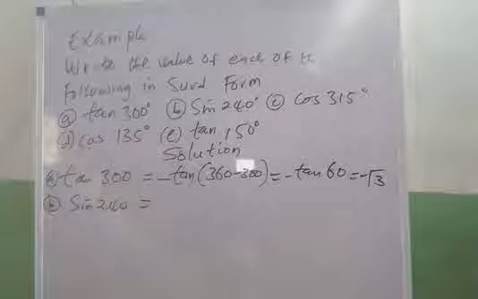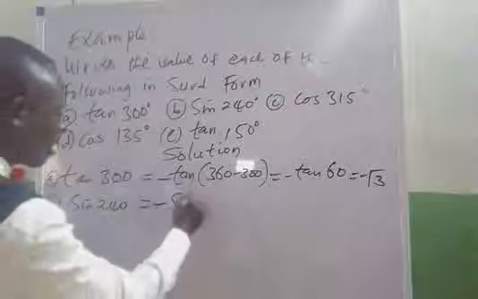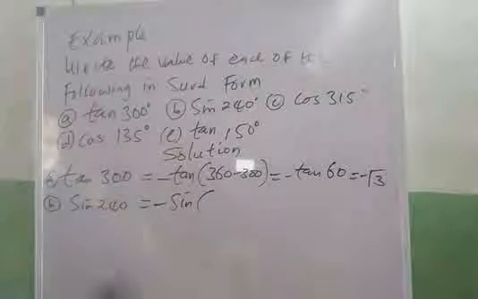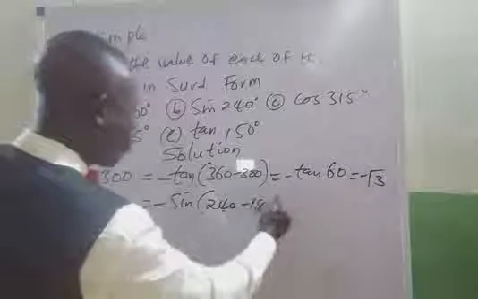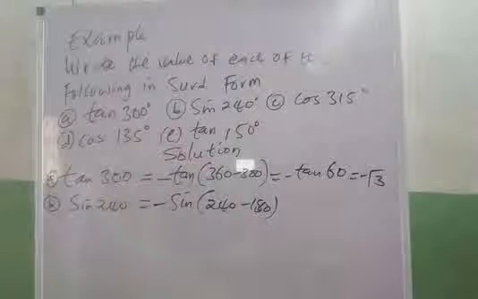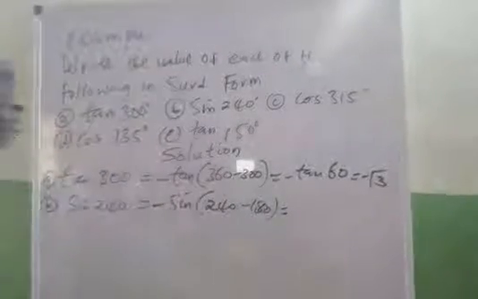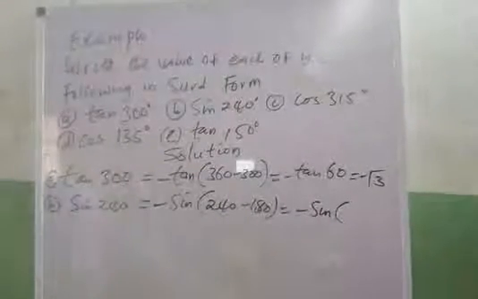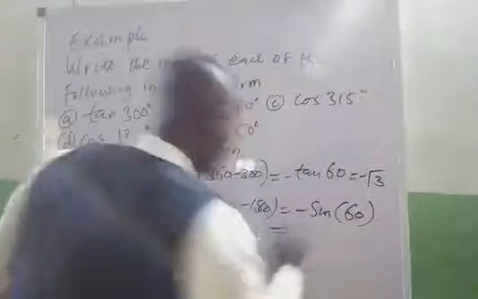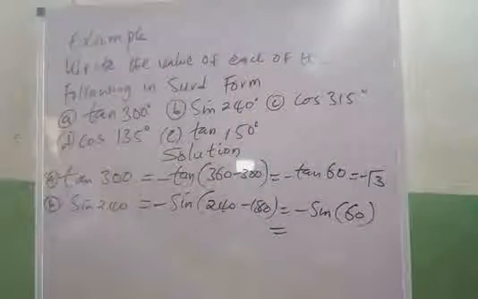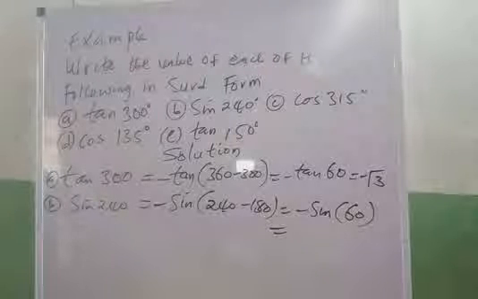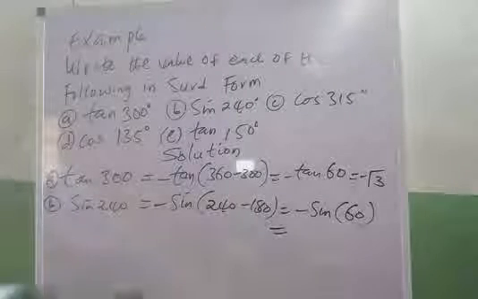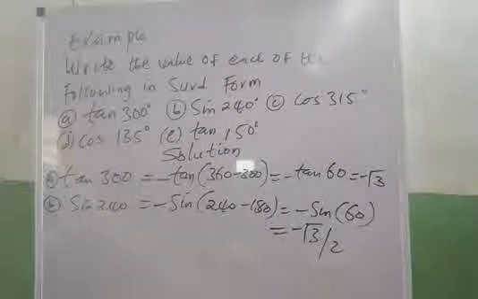240 is in the third quadrant. Sine is negative. That's minus sine 240. Remember, in the third quadrant we subtract 180 from theta. This will be the same thing as minus sine of 240 minus 180, which is 60 degrees. And sine 60 degrees in short form is root 3 over 2. That will be minus root 3 over 2.